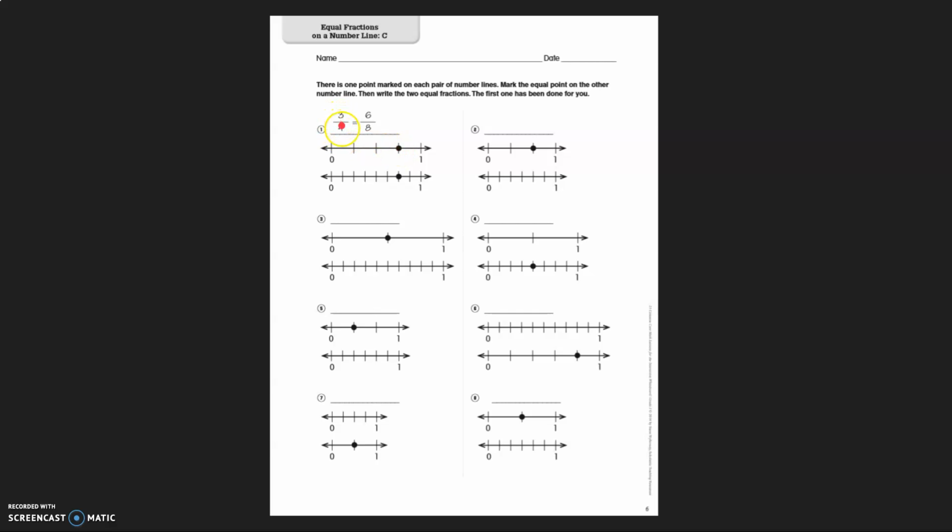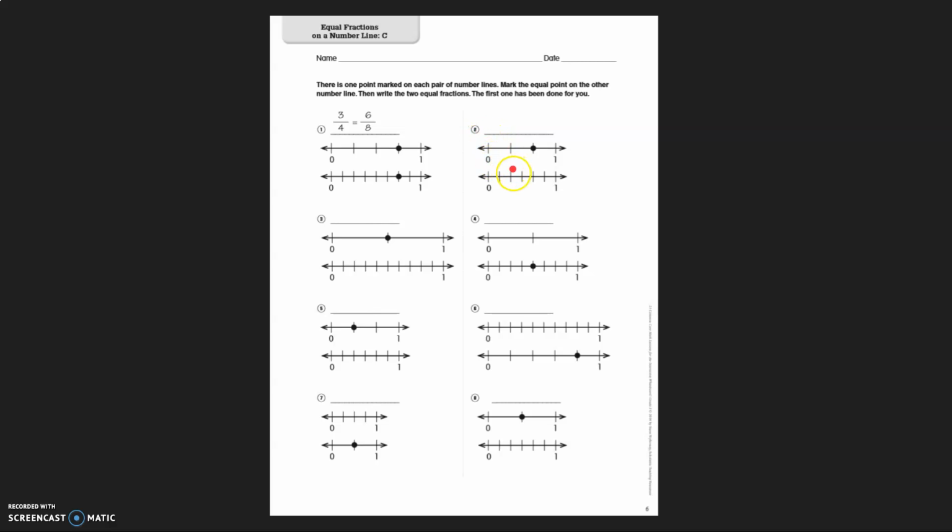So 3/4, and then this one, let's figure it out, 6/8. 1, 2, 3, 4, 5, 6, 7, 8. That's the bottom number. Now, how many to this dot here? 1, 2, 3, 4, 5, 6. Okay? So that's how they got 6/8. And they're the same. They mean the same thing.